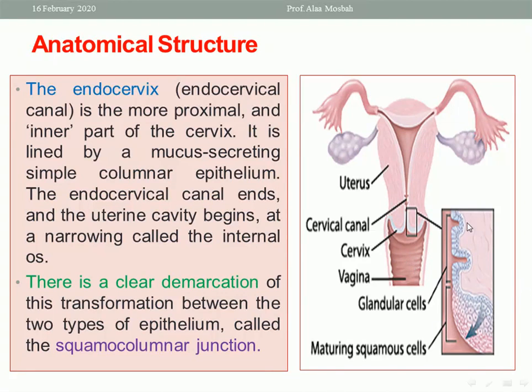So, look at this picture. This is the columnar epithelium of the endocervical canal, and this is the stratified squamous epithelium of the ectocervix. This junction is called the squamocolumnar junction.